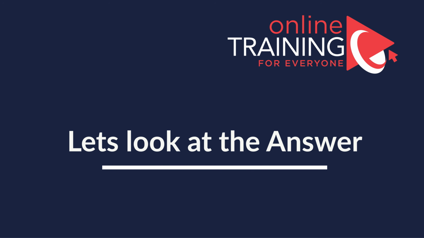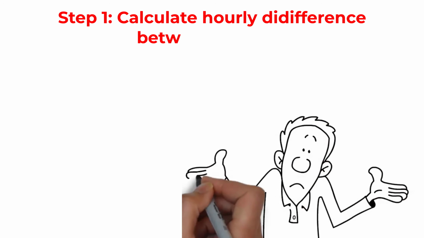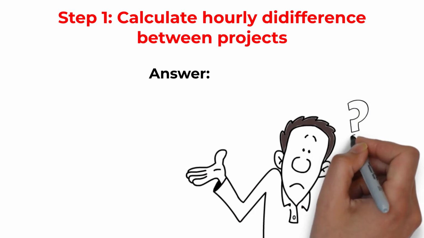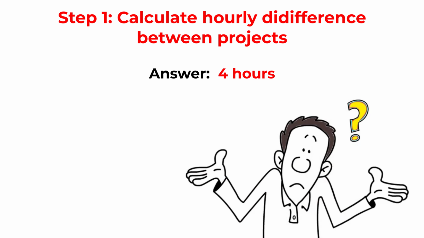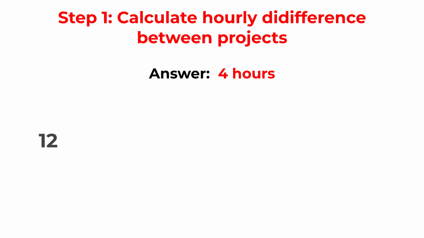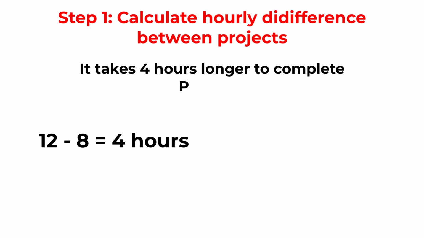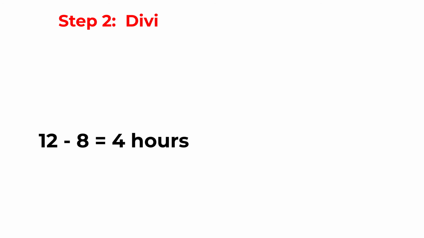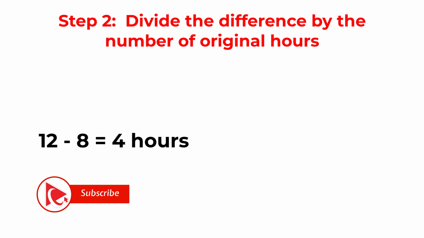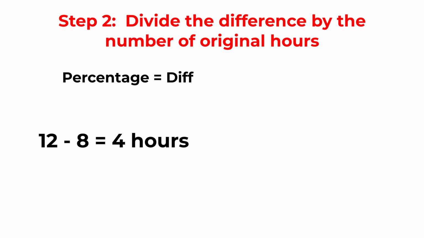To get to the correct answer, we first need to understand the difference in hours between the 2 projects. The difference is 4 hours, and it is calculated by subtracting 8 from 12. 12 minus 8 equals 4, and that is the difference between Project 1 and Project 2 hours. In the second step, we need to divide the difference by the number of original hours, and the original hours would be Project 1 hours.